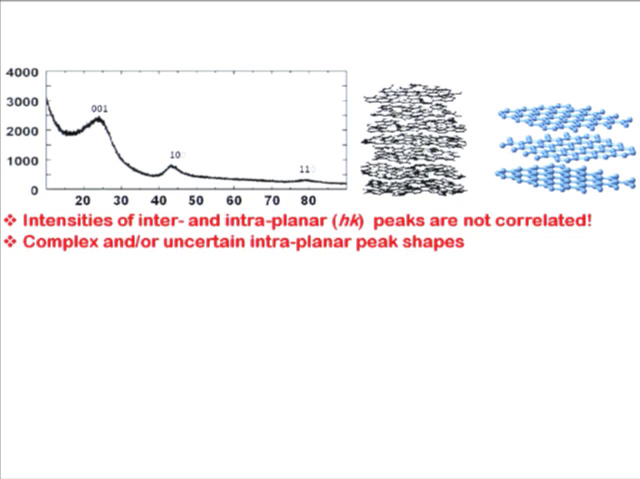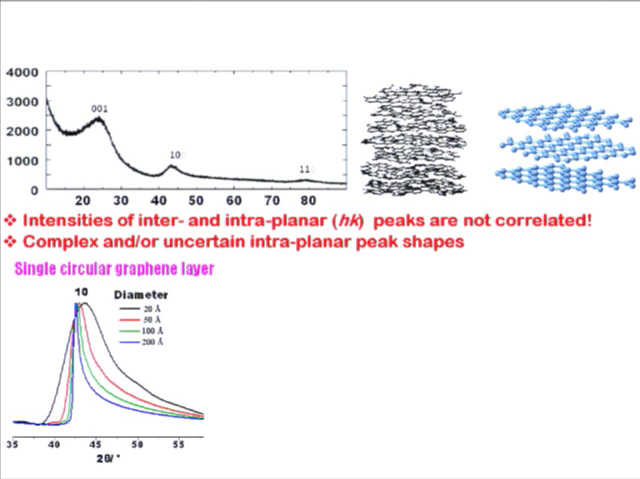Well, first of all, since we broke the symmetry quite dramatically, the intensities of interplanar and intraplanar peaks are not correlated, in the sense that we can't use a simple 3D unit cell to calculate their intensity. Another problem here is that we have quite complex and pretty uncertain intraplanar peak shapes, which in this case are 1 0 and 1 1. Why is that?